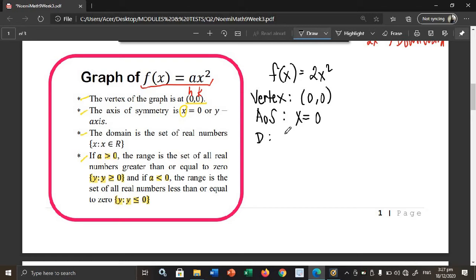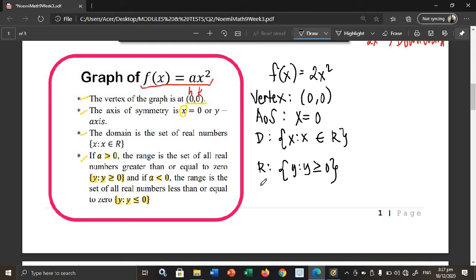The domain is the set of all real numbers. Okay? So, yan lang always in set builder notation. And then, yung range mo, you're going to look for the value of the coefficient of the quadratic term, no? So, dito, we have a positive coefficient. Therefore, a is greater than 0. Therefore, ang range mo ay y is the set of all real numbers such that y is greater than or equal to 0. So, yan yung range.